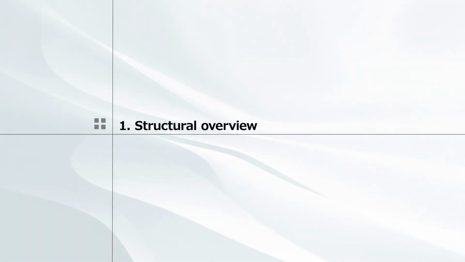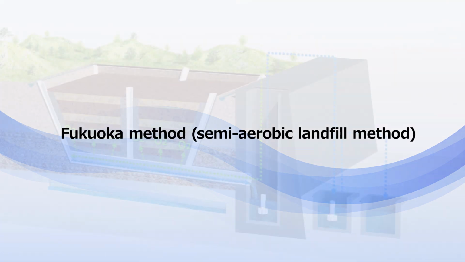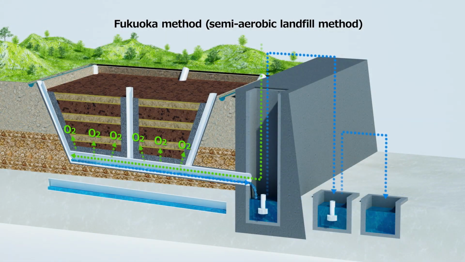Let's take a look at what kind of disposal site the Fukuoka method is from its structure. The Fukuoka method is also called the semi-aerobic landfill method. Compared to open dumping and anaerobic landfills, where oxygen is not supplied to the landfill layer, a feature of the semi-aerobic landfill method is that it maintains an aerobic state by supplying air to the landfill layer through drainage pipes.